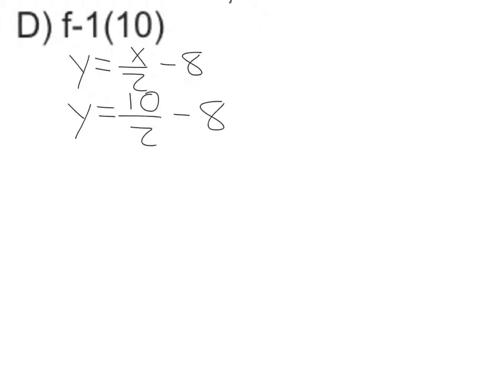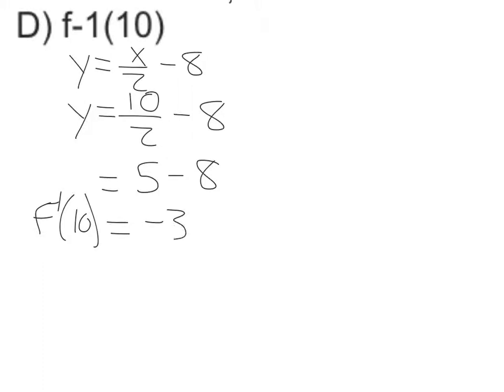So now that we have our inverse equation, we can use it to solve for this question. So our inverse equation was y is equal to x divided by 2 minus 8. And then we can just substitute in our 10. So y is equal to 10 divided by 2 minus 8. Using BEDMAS, we know that we have to do 10 divided by 2 first. So we have 5 minus 8, and so f negative 1 at 10 is equal to negative 3.